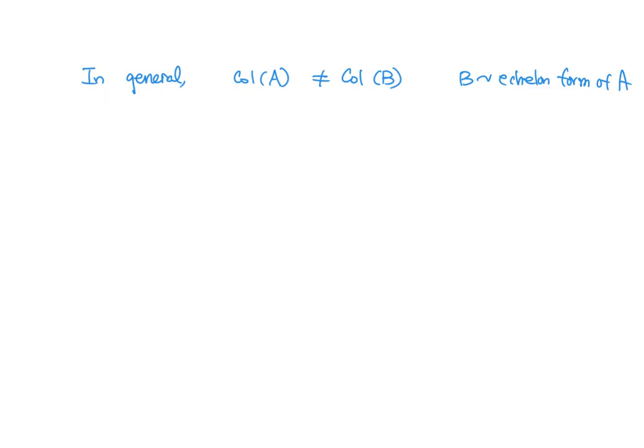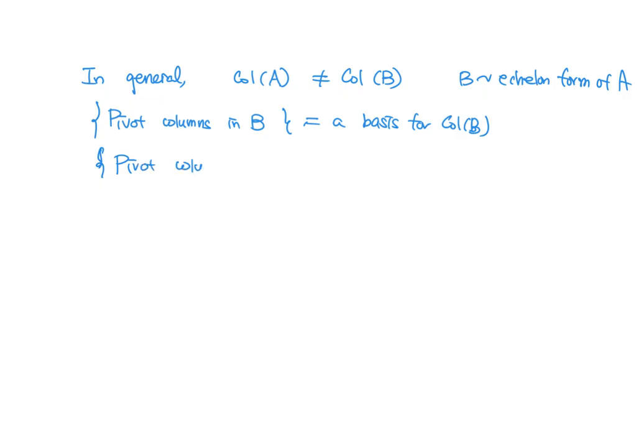But the pivot columns in B will form the basis for the column space of B. And if you consider the pivot columns in A, then that will be a basis for the column space of A.